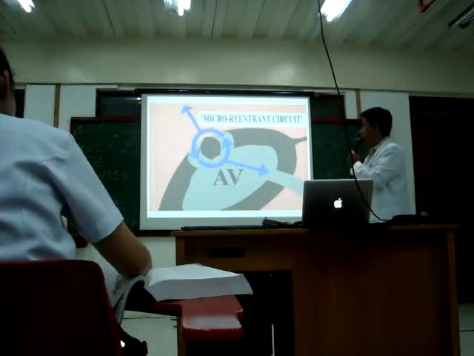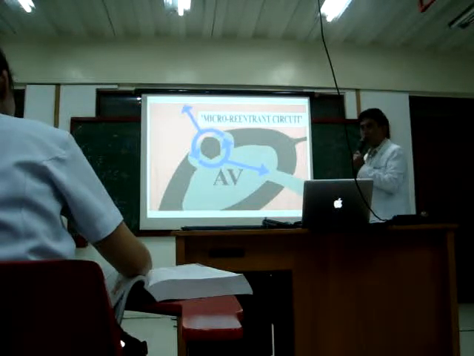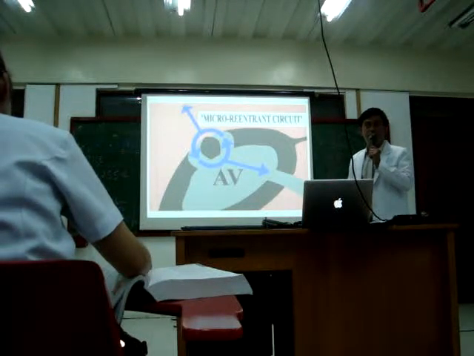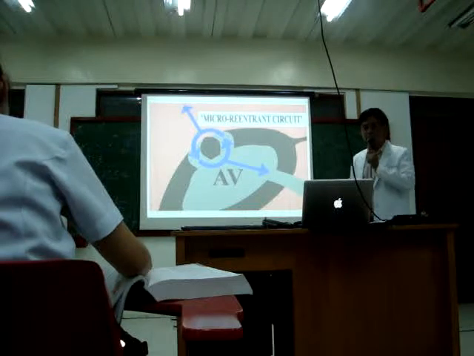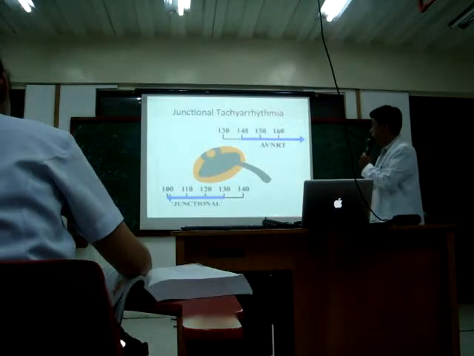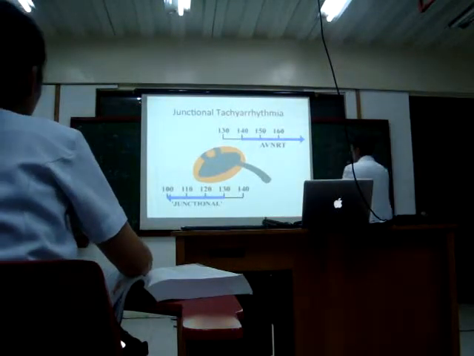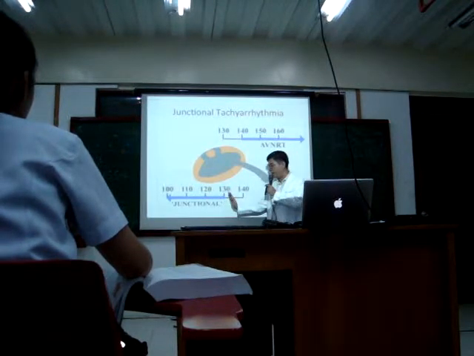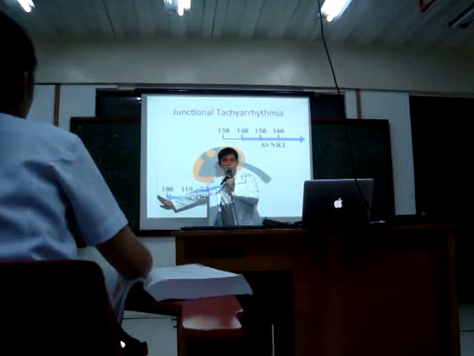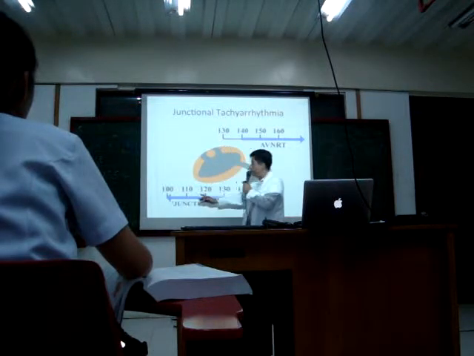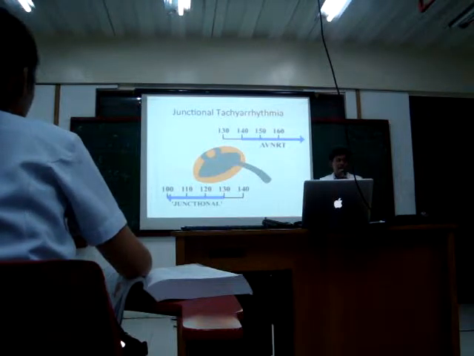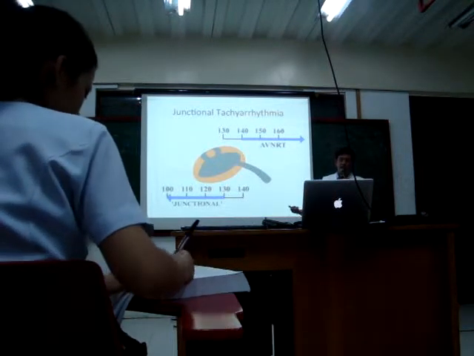Okay, now, as compared to a junctional rhythm. What's a junctional rhythm? Rhythm from the AV node, okay? So a junctional rhythm can only go as fast as 130. Anything lower than 130 is what you call a junctional rhythm. Anything above 140 is most likely AV-NRT. Why is this important?